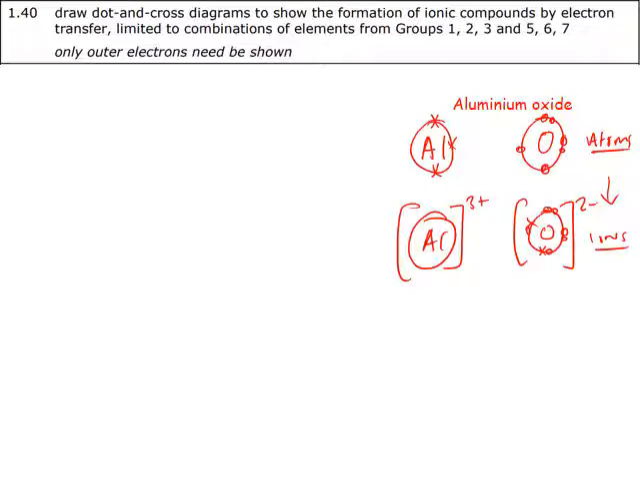Now the only thing you need to do is to also include the correct multiples and the correct ratios. So for every 2 aluminium atoms, you're going to have 3 oxygen atoms reacting. So your chemical formula is going to be Al2O3. Now these multiples are important. You get a mark for the multiples, a mark for your charges, and then a mark for the correct number of electrons around the outer shell.